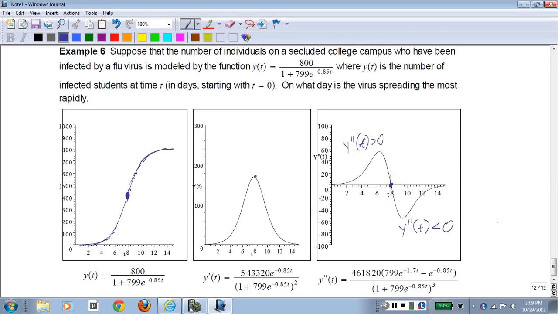So that's kind of a connection across the function, the first derivative, and the second derivative. For what that's worth. Hopefully it's worth something.